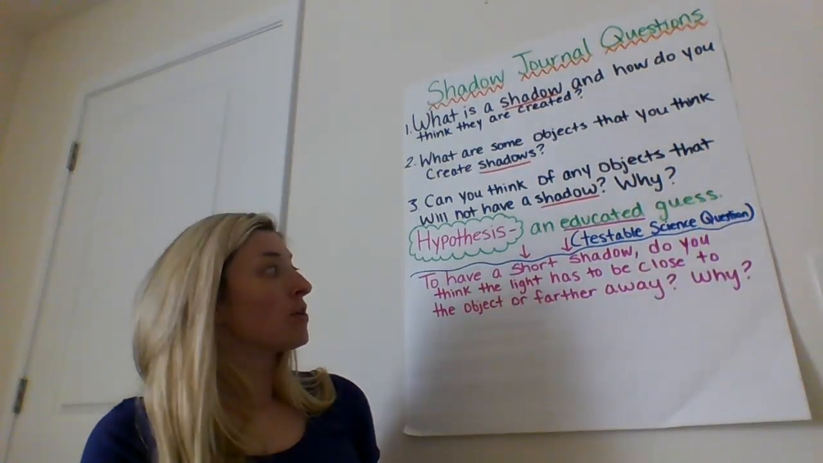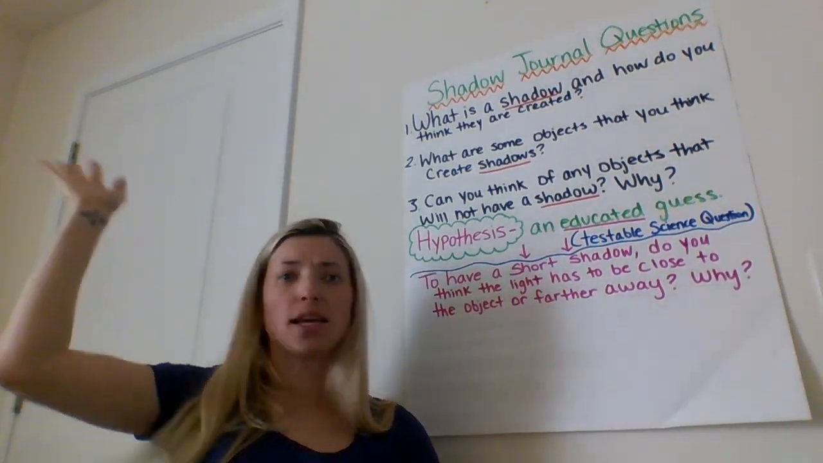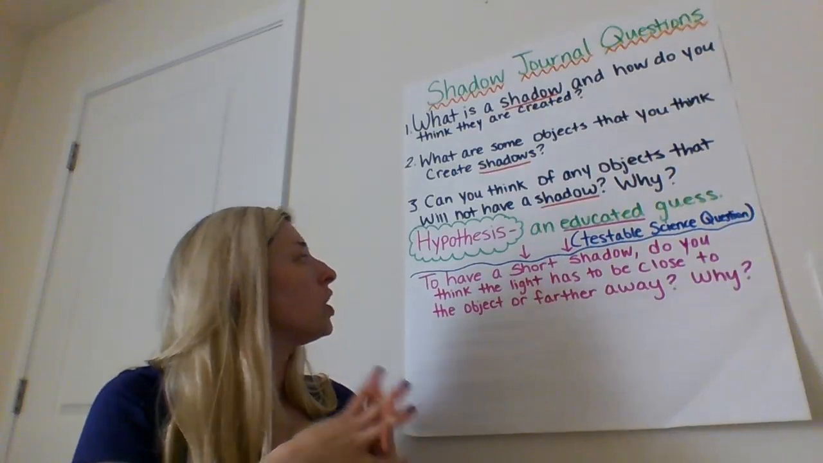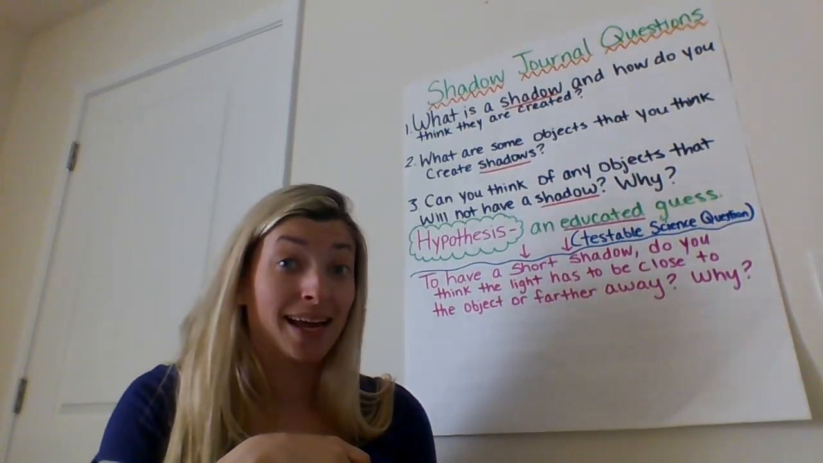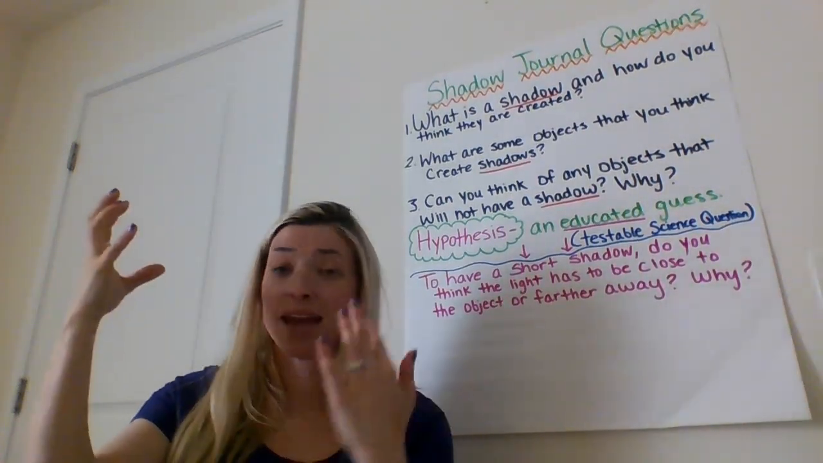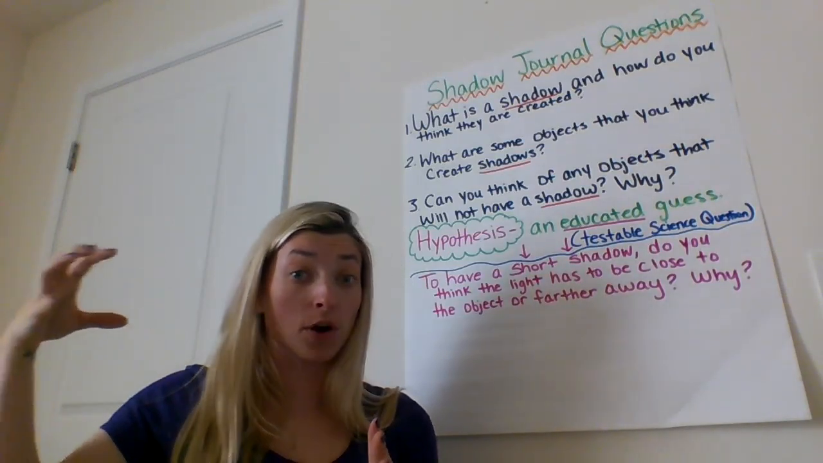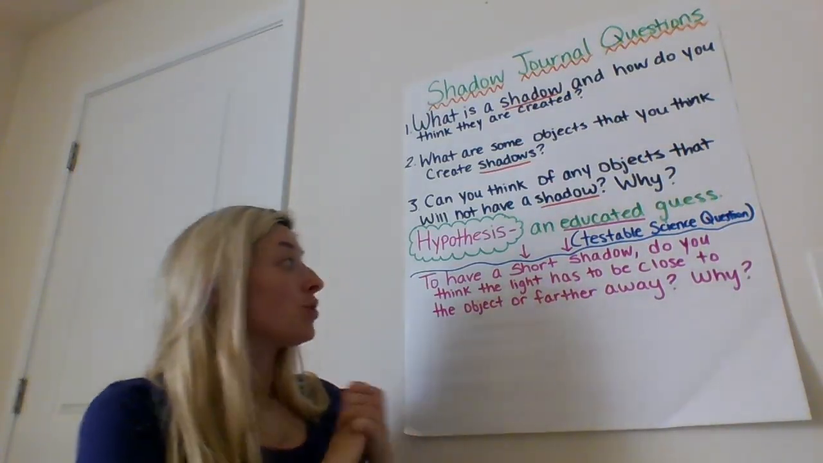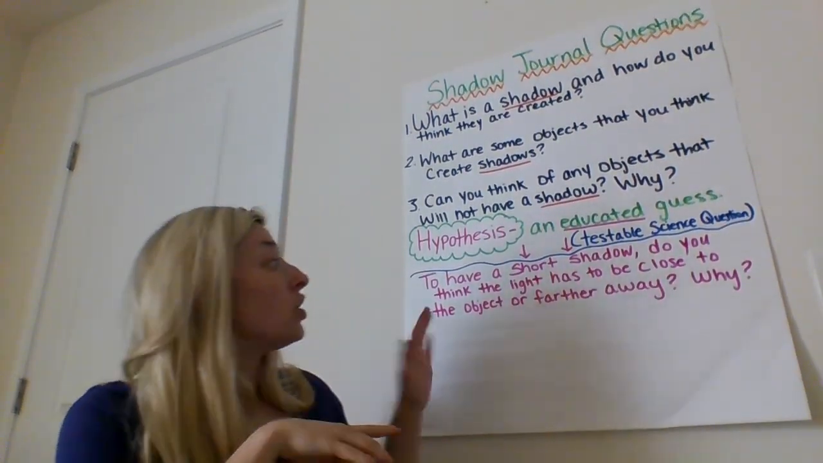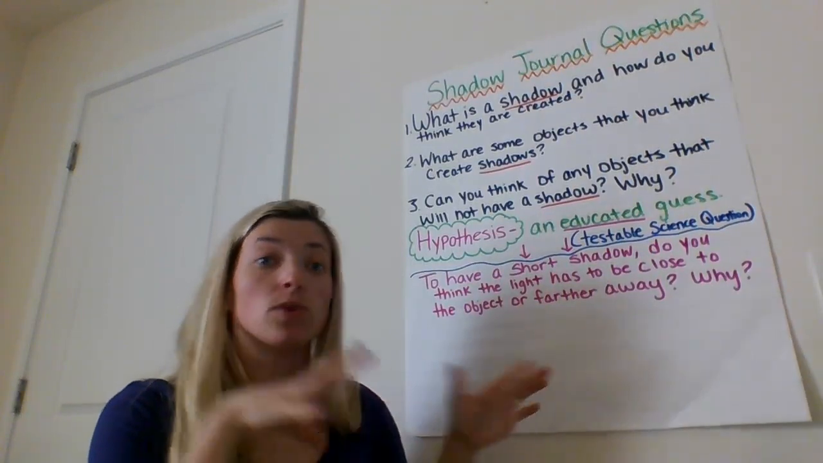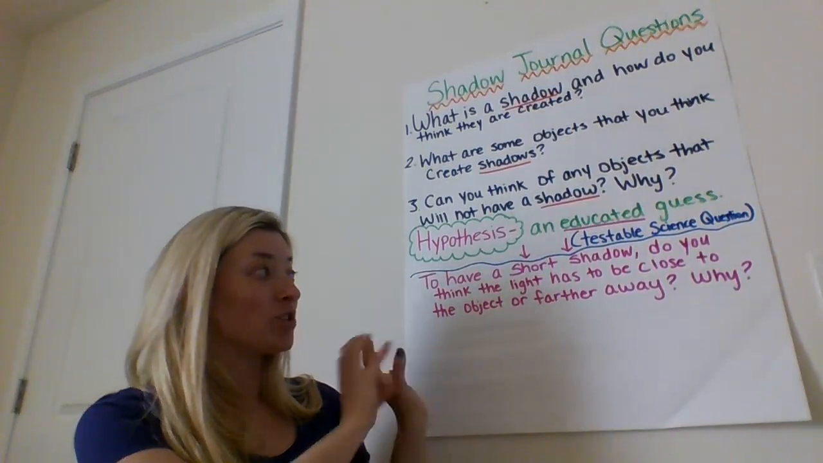So here's your question for today. To have a short shadow, so a shadow that's not super huge and long, but a short shadow, do you think the light has to be close to the object or farther away? So thinking about the sun and a tree. Does the sun have to be close to make a small shadow or far away? So what you're going to do is go into your Google form that's on your science slide for today. You're actually going to write your own hypothesis, which is just an educated guess of what you think the answer to this question is.